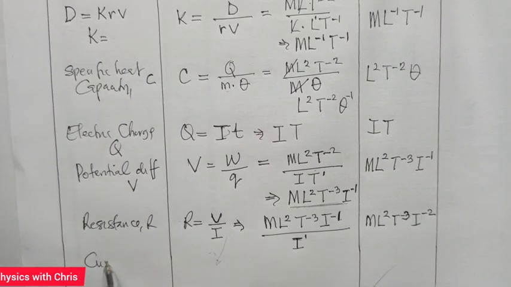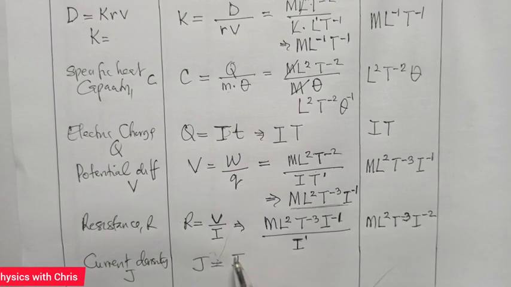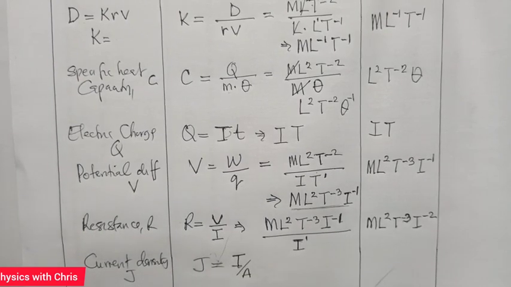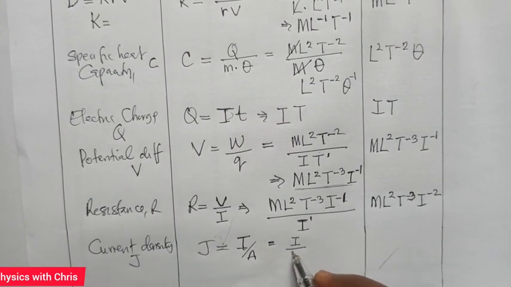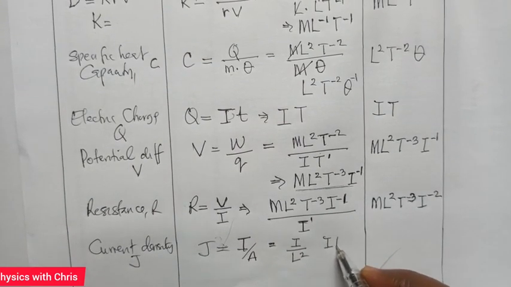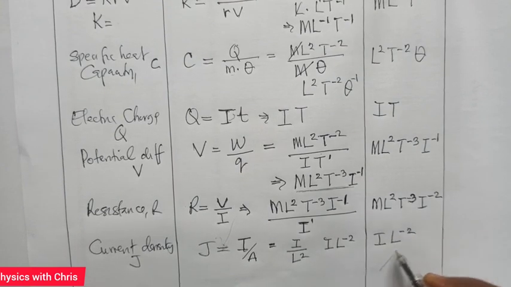How about the dimension of current density? Current density, simply J. Current density is defined as the current through a surface divided by the area of the surface. So the dimension of current is I, and area is L squared. That gives me I L raised to power minus 2 as the dimension of current density.